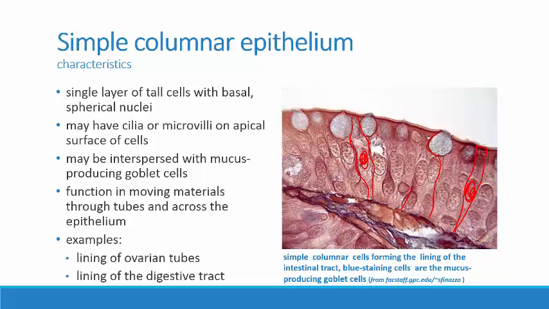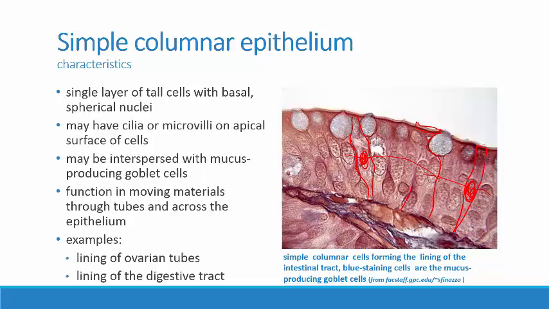You can also see the microvilli. That little layer right there is all microvilli. They're helping to increase absorption in the intestinal tract. So a single layer of tall cells, generally the nuclei are basal, so you can see that most of them are here in this lower portion of the cell. And they can have cilia or microvilli on the free surface, there at the apical surface. And frequently they're interspersed with these mucus-producing goblet cells.